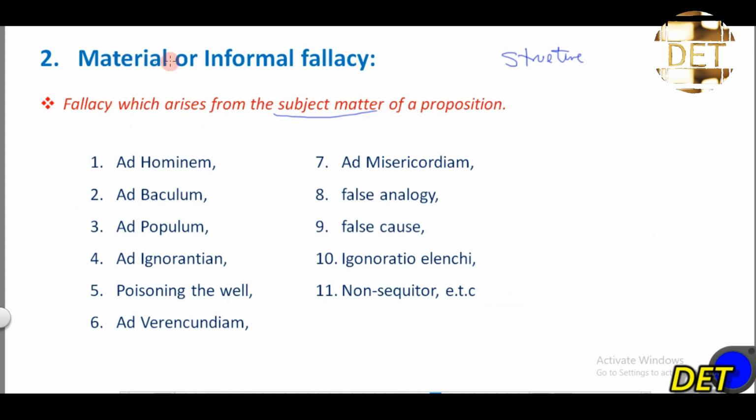So a material or informal fallacy is a type of fallacy which arises from the subject matter of a proposition. Examples are ad hominem, ad baculum, ad populum, ad ignorantiam, poisoning the well, ad verecundiam, ad misericordiam, false analogy, false cause, ignoratio elenchi, and lastly, non sequitur, right? So these are the 11 major material or informal fallacies that we have.